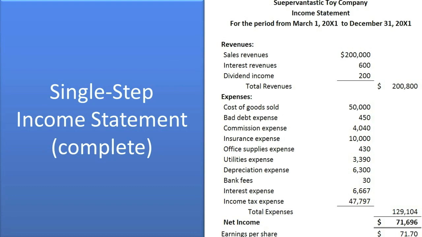This is a single-step income statement, and all we did is we took all the revenues, added them up to get total revenues, all the expenses, added them up to get total expenses. Revenues minus expenses gave us net income of $71,696. To get the earnings per share, we took that net income and divided by the number of shares issued and outstanding, which from prior videos you would know were 1,000 shares issued and outstanding, which means each share effectively earned $71.70.